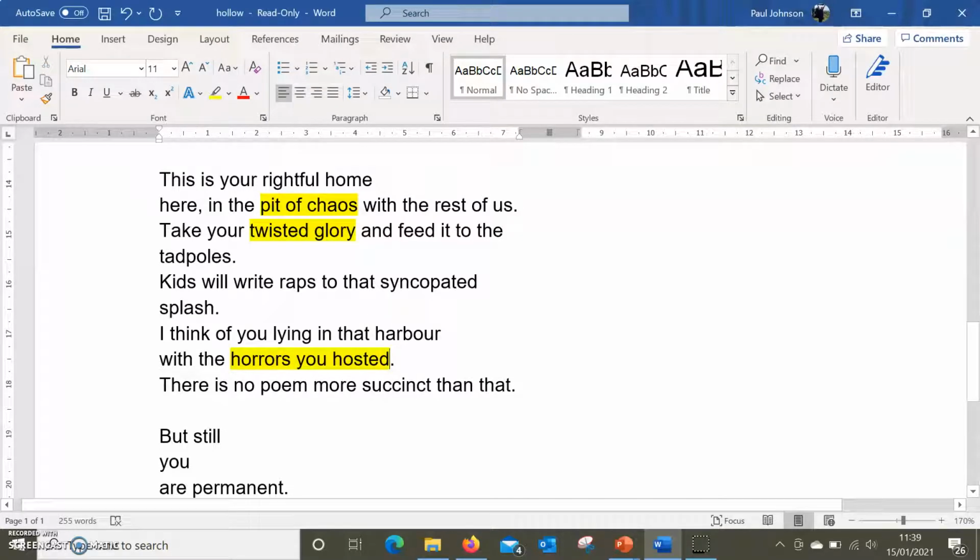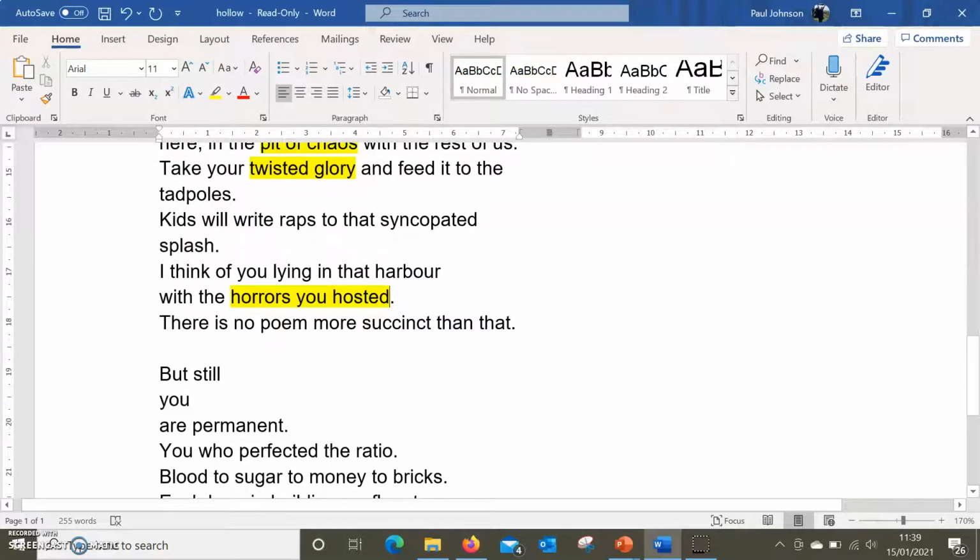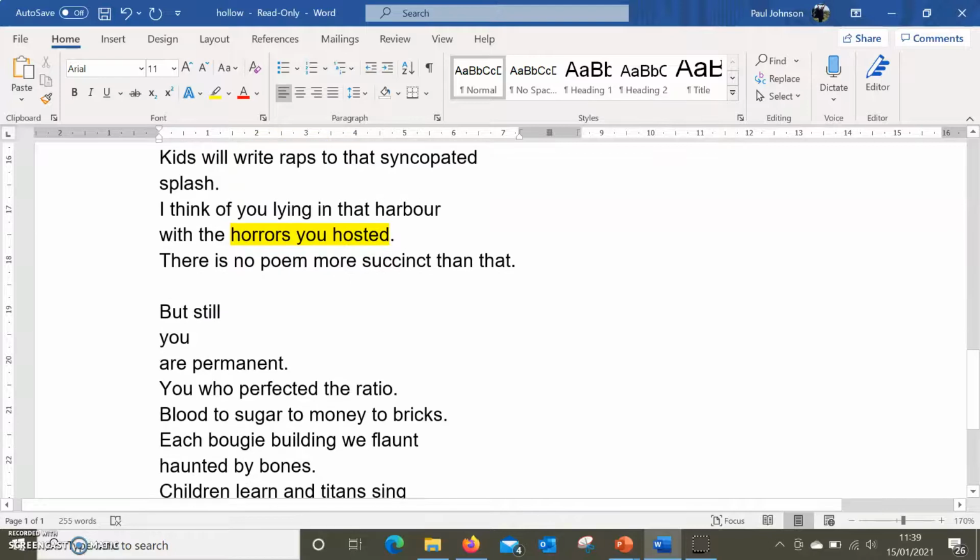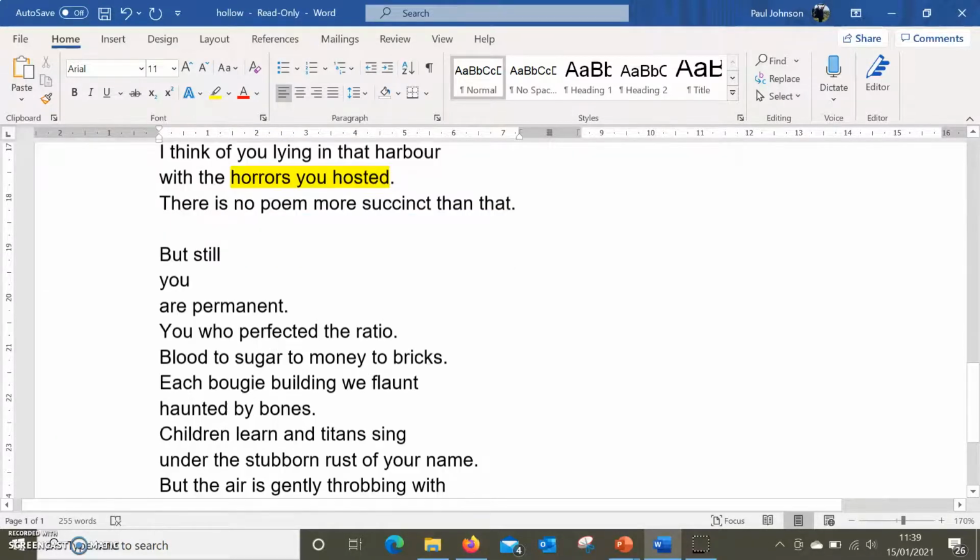So that's really nice, the horrors that he was in charge of, the people, the slaves, and it was his actions which led to them suffering. "There is no poem more succinct than that. But still you are permanent. You who perfected the ratio."